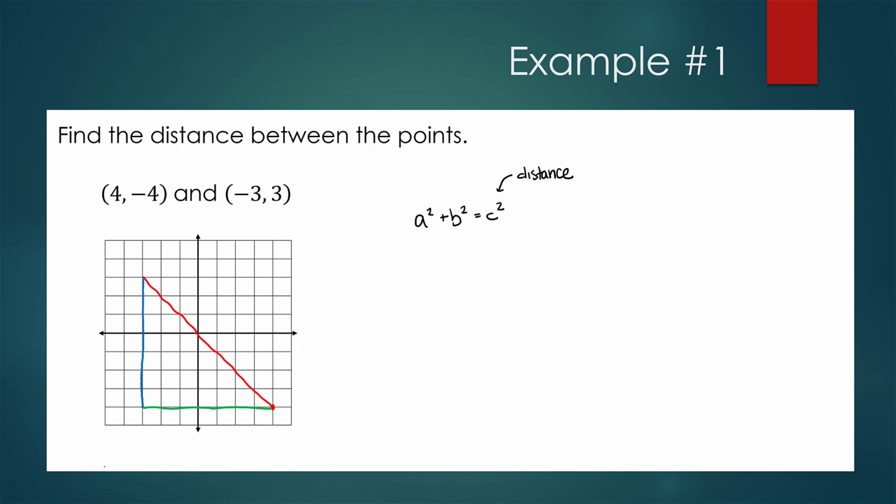Count the boxes. 1, 2, 3, 4, 5, 6, 7. So this blue side is 7, and the green side, 1, 2, 3, 4, 5, 6, 7. And then we talked about C as our distance, so I'll label the red side C. At this point, we just have a right triangle.